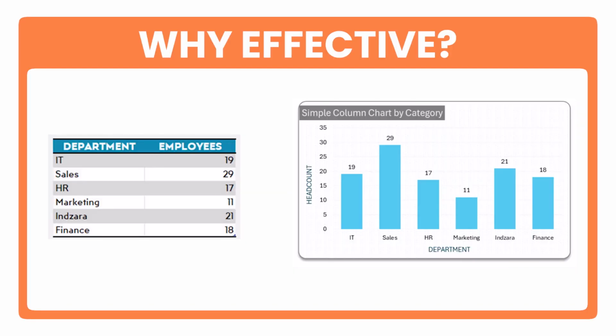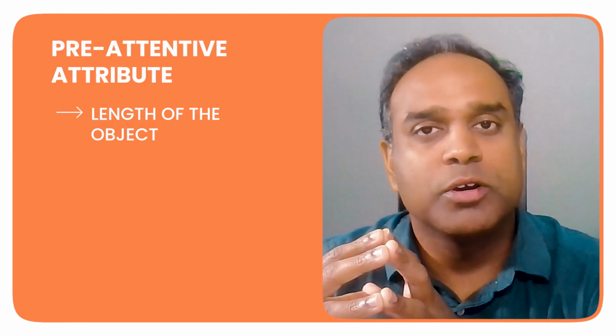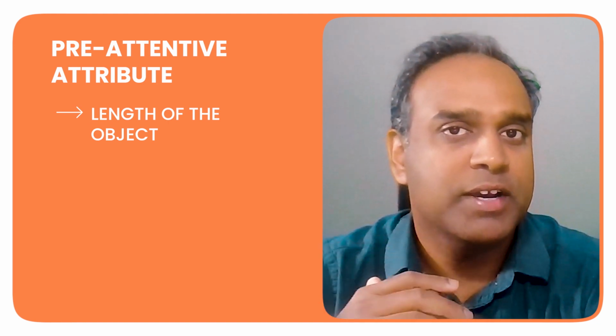And the reason is it's because our brain is able to process certain attributes faster than others. For example, the height of the column, in this case, that represents the column height, the value for each of these departments, that can be interpreted by our brain faster than looking through all these 2-digit numbers. It is generally documented that the length of an object is one of those pre-attentive attributes.